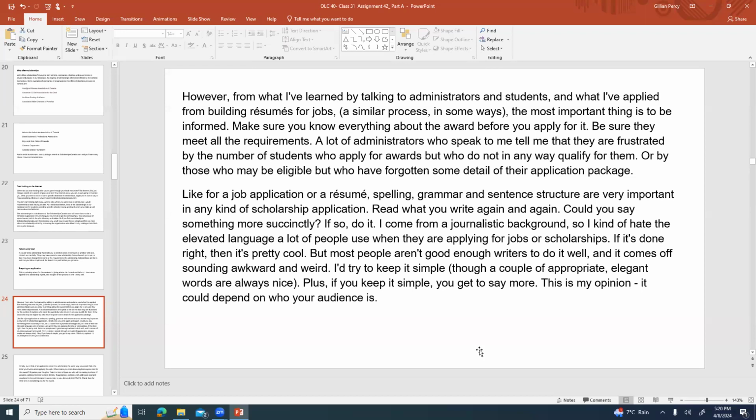Like for a job application or a resume, spelling, grammar, and sentence structure are very important in any kind of scholarship application. Read what you write again and again. Could you say something more succinctly? That means more briefly, more effectively. If so, do it. I come from a journalistic background, so I kind of hate the elevated language a lot of people use when they're applying for jobs or scholarships. If it's done right, then it's pretty cool. But most people aren't good enough writers to do it well, and it comes off sounding awkward and weird.